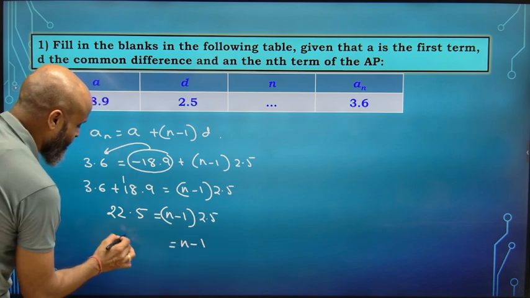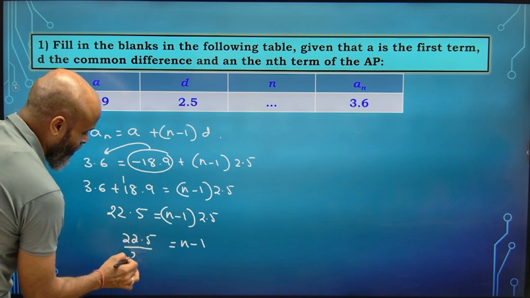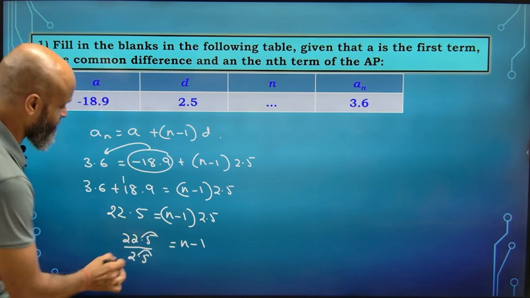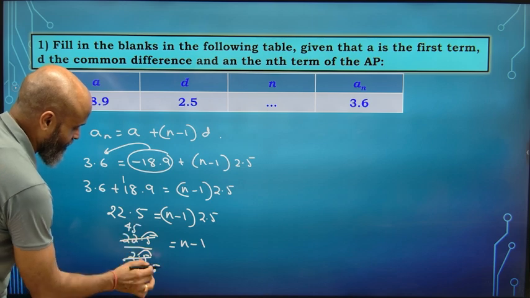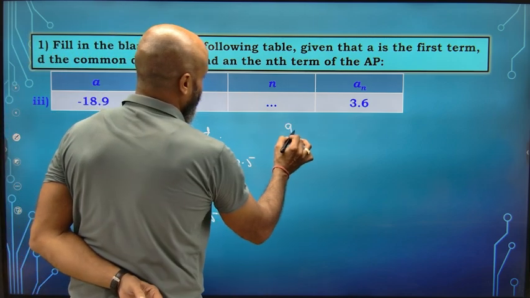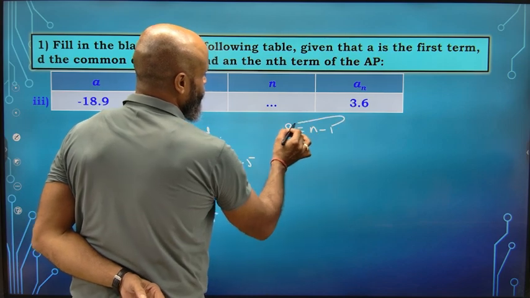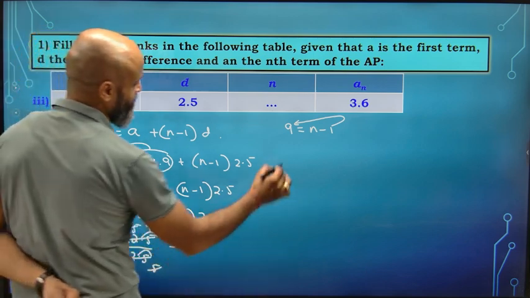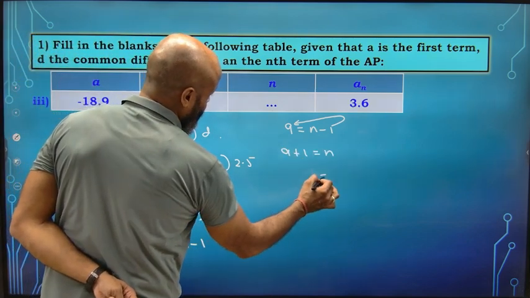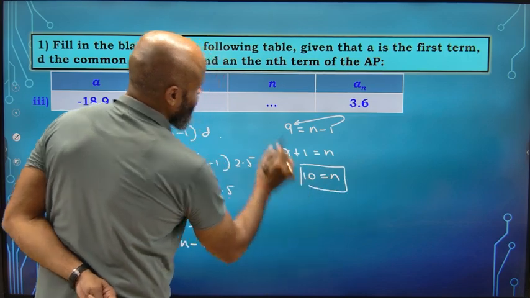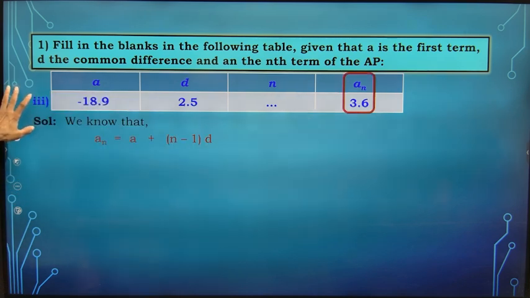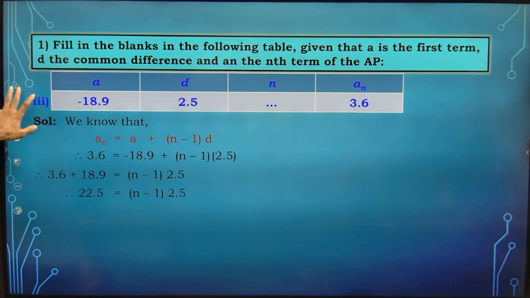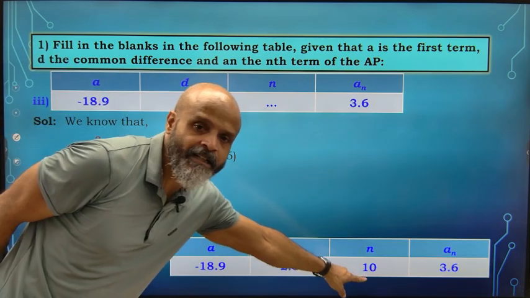So n minus 1 is equal to 22.5 upon 2.5. We removed both these decimals here. 5 5s are 25, 5 4s are 20, and 5 5s are 25, 5 9s are 45. So 9 is equal to n minus 1. If we transpose this minus 1 here, it becomes plus 1. So 9 plus 1 is equal to n. So n will be 10. So the value of n here comes out to be 10. Okay? If we transpose this term, it comes out to be 9 plus 1. So here we have n is equal to 10.